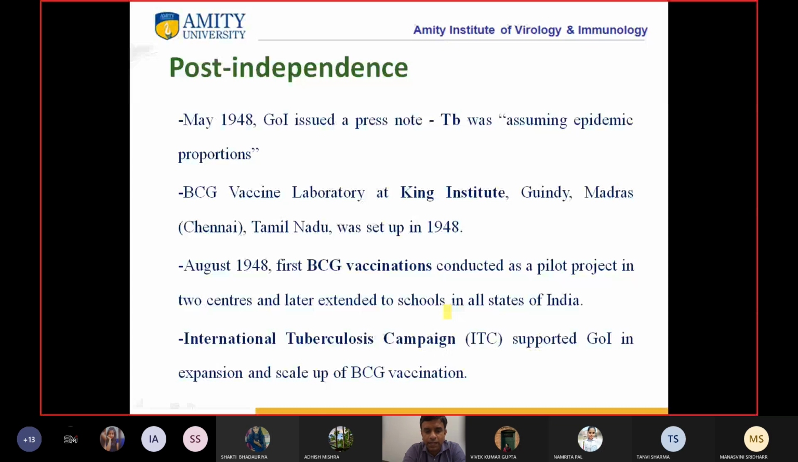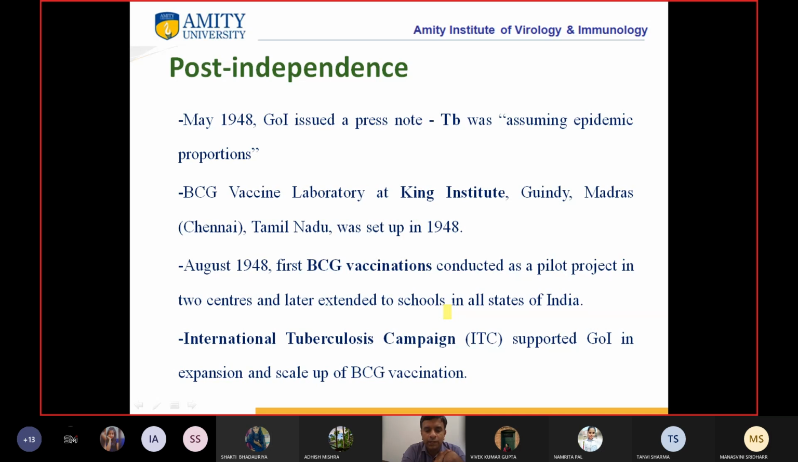In August 1948, the first BCG vaccinations were conducted as a pilot project in 2 centers. So you can see that in May the government released a press note, and after that a laboratory was developed, and in August, just after 3 months, the first BCG vaccination trials were conducted. Those trials started in only 2 states, and with the success in 2 states, the government extended it to schools in all states of India.